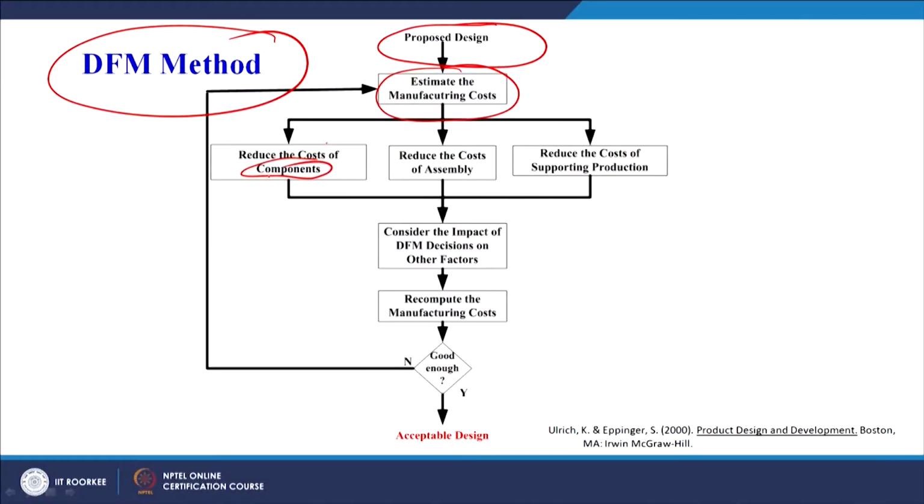How can we do that? If you remember, we have seen three important cost elements: the cost of the components, the cost of assembly, and the cost of supporting production, which in the previous slides was written as the overhead cost. So, when we know there is one design of the product and there is some cost associated with that, we can try to change our design.